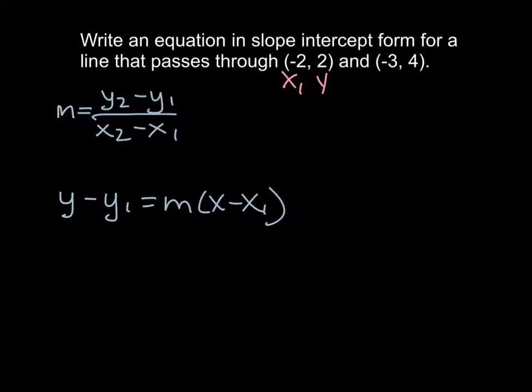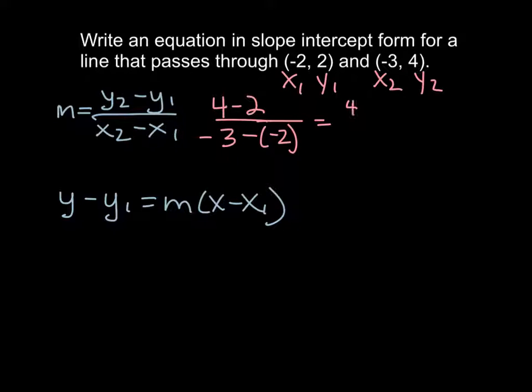Here's x1, here's y1, here's x2, here's y2. Now all I'm going to do is plug it in here. So 4 minus 2 over negative 3 minus negative 2. Remember, when you have a minus minus, that changes to plus. So on top we have 4 minus 2. On the bottom we really have negative 3 plus 2.